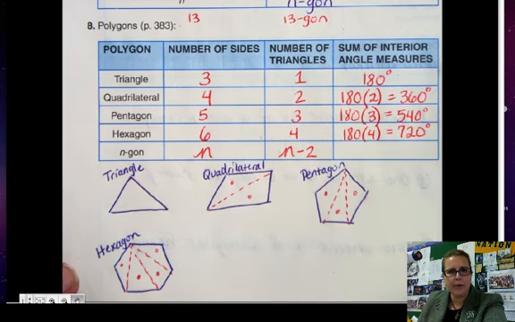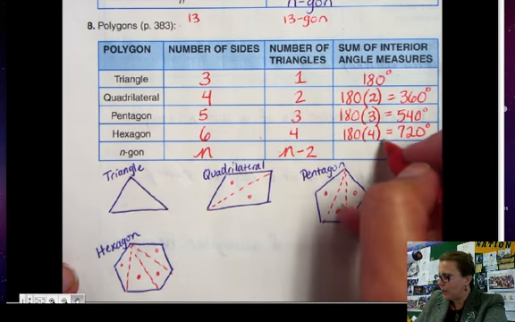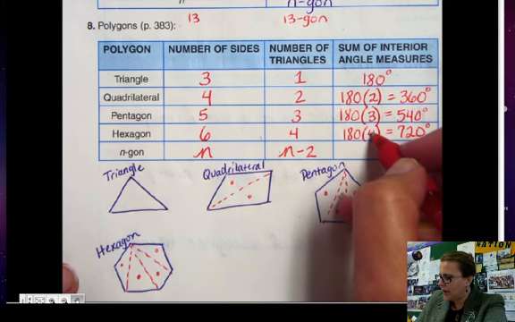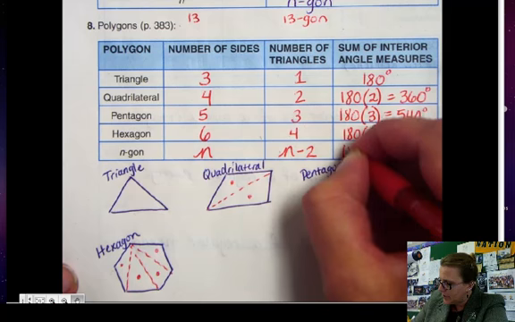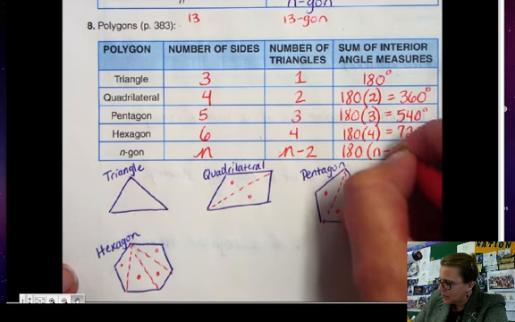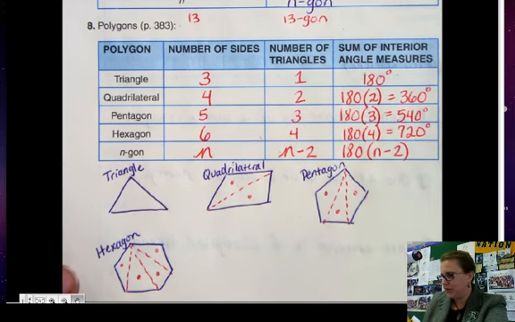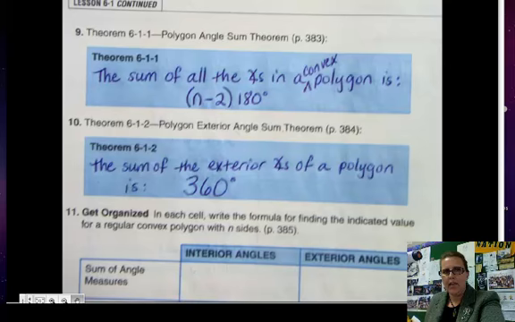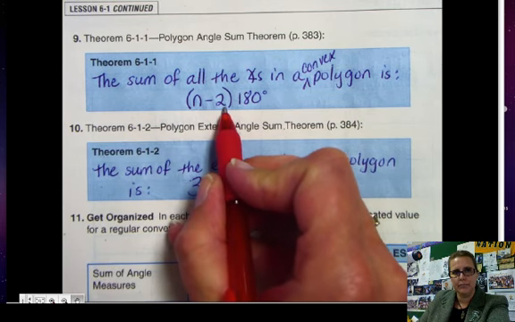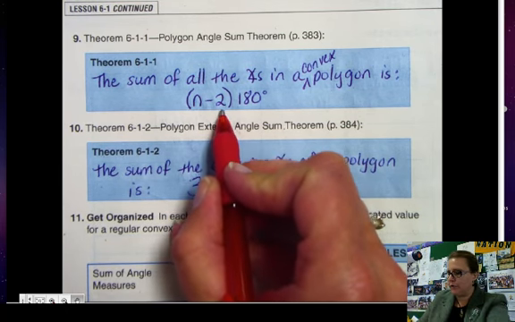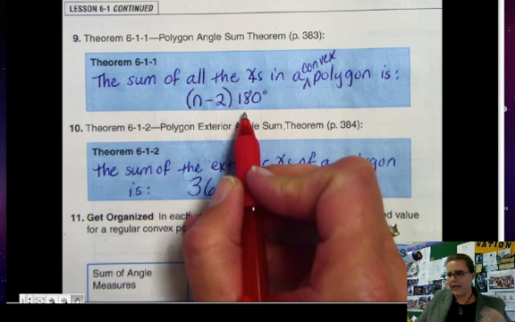Now, what did we do over here? Well, we took how many triangles there were and multiplied it by 180. So this is 180 times n minus 2. That's the pattern, and that's exactly what we write on here. The sum of all the angles in a convex polygon is n minus 2, the number of triangles you can form from it, times 180 degrees.